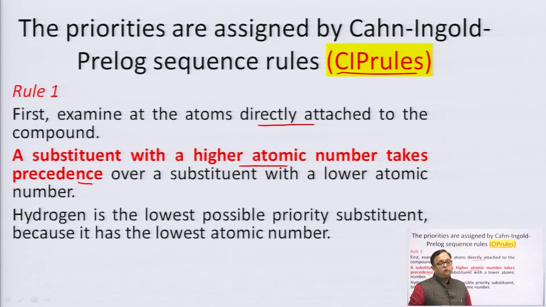So, in this case hydrogen bears atomic number 1 in the periodic table. That is why hydrogen gets the lowest priority. Hydrogen has the lowest priority, and atoms or substituents with higher atomic number will get the higher priority. So, this is rule 1.